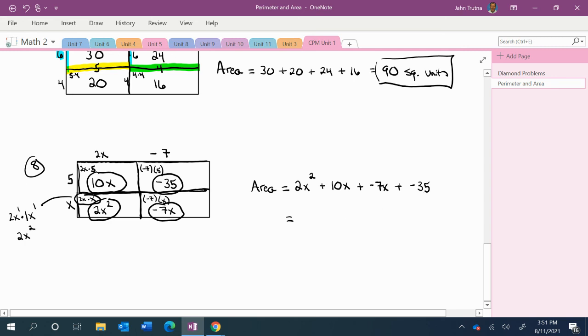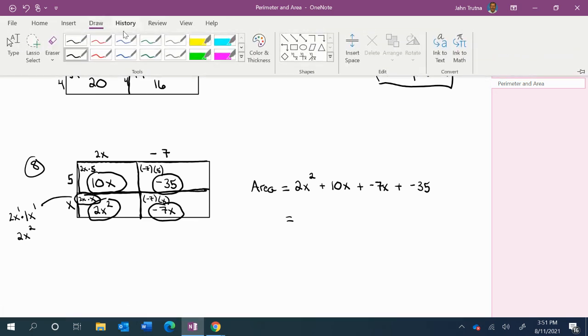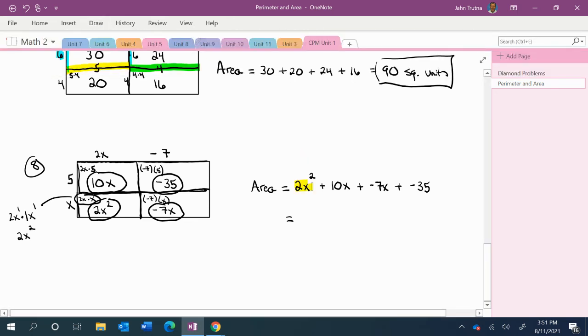But now remember, like we said earlier when we were doing perimeter, when you're adding, you can only add like terms together. So my first question is, I'm going to start with 2x squared. Is 10x a like term with 2x squared? The answer is no. Although they both have an x in it, they don't have an x squared. How about the minus 7x? That's not like with 2x squared. How about the minus 35? No. So there's nothing like with the 2x squared. So that means my answer has a 2x squared in it. There's nothing I can combine with the 2x squared.